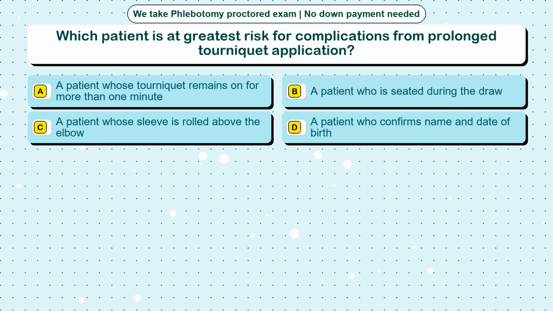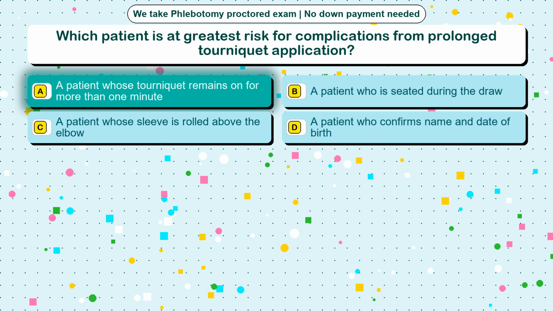Question 81. Which patient is at greatest risk for complications from prolonged tourniquet application? Option A, a patient whose tourniquet remains on for more than 1 minute. Option B, a patient who is seated during the draw. Option C, a patient whose sleeve is rolled above the elbow. Option D, a patient who confirms name and date of birth.